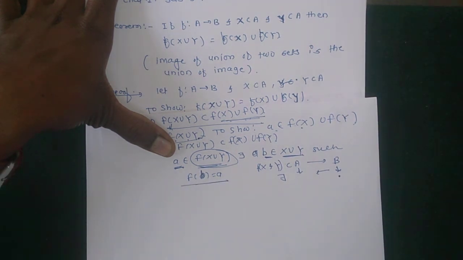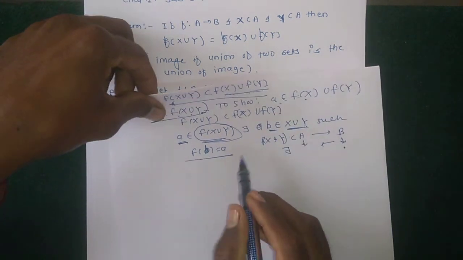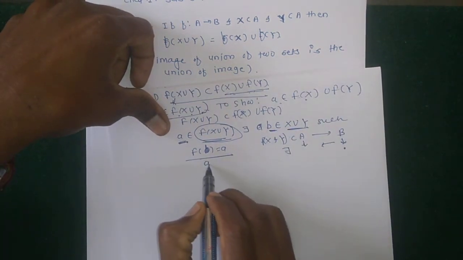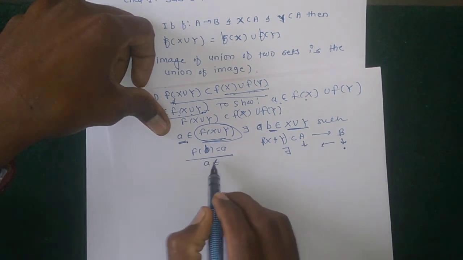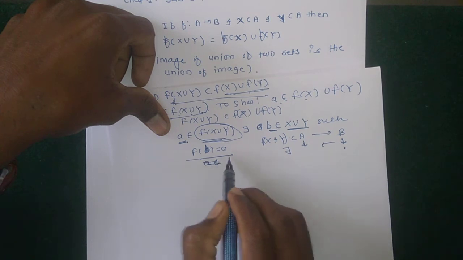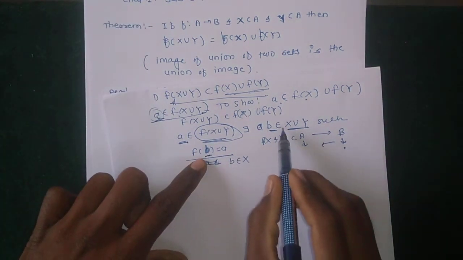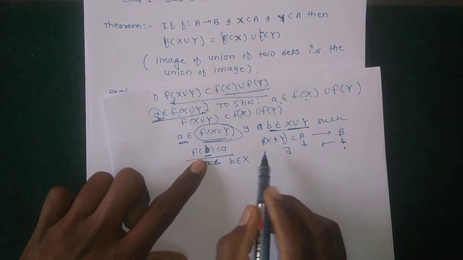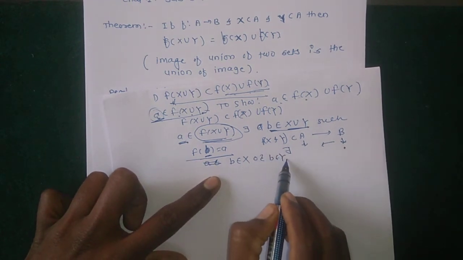Okay, f of b is equal to a, and b belongs to X union Y, which implies that b belongs to X or b belongs to Y.